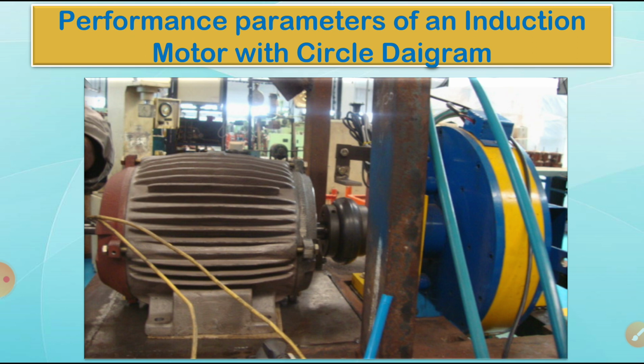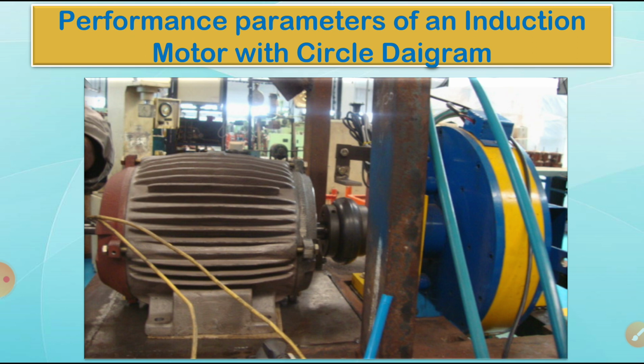If S changes, how the input current taken from the supply, its magnitude and its power factor angle change, I want to know that. If I know this input current based on slip, I can draw the diagram. I am going to get that, the circle diagram. Okay, so how to draw the circle diagram? Why do we have to draw the circle diagram?